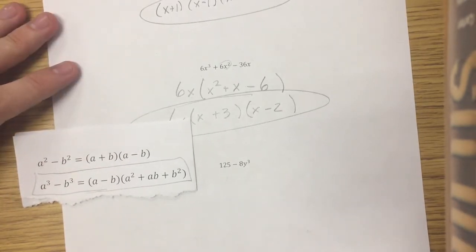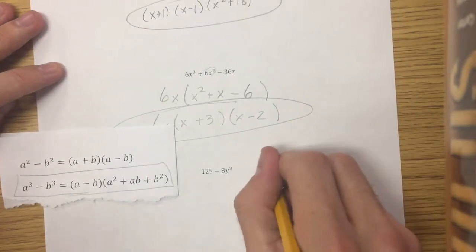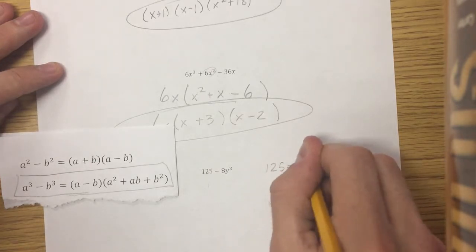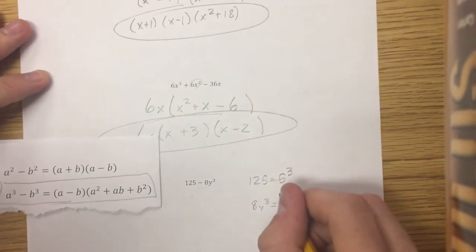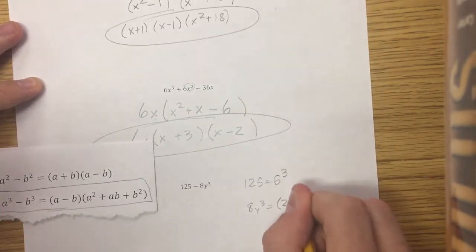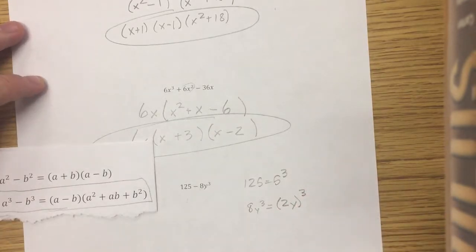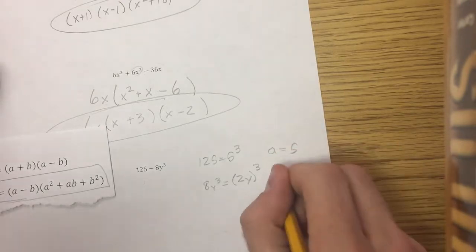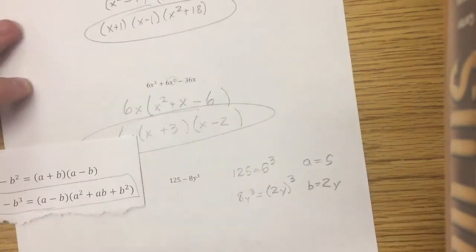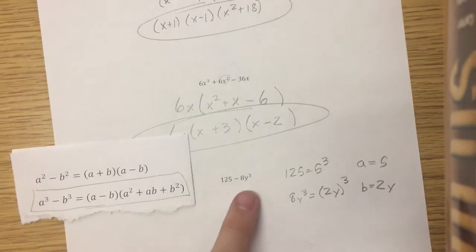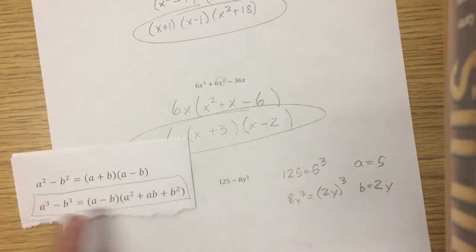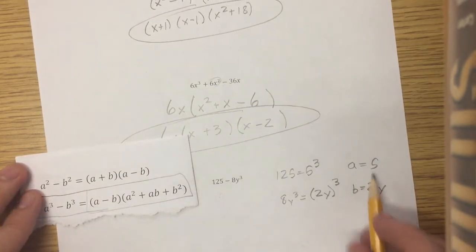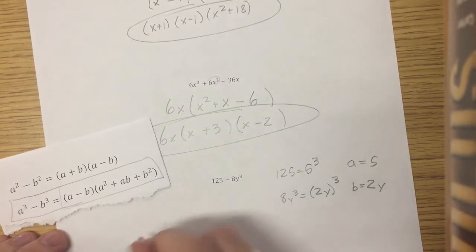Because here, this 125, that's the same thing as 5 cubed. 125 is 5 cubed. And then we got to ask ourselves, 8y cubed, is that anything cubed? And yeah, it is. We've actually seen this one before already. That's 2y to the third. So that means a is 5, and b here is 2y. Since we got a minus sign between them, we got to make sure we use the one with a minus sign between them. And we're going to write this out, what they give us, with our a and b. So we got a minus b.